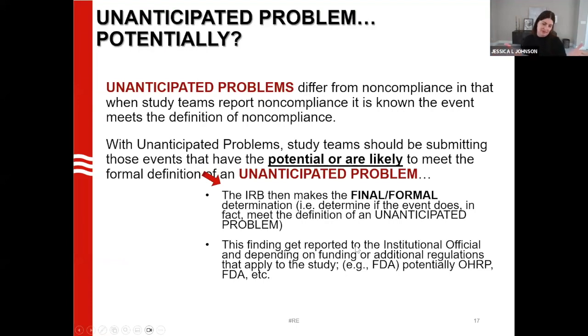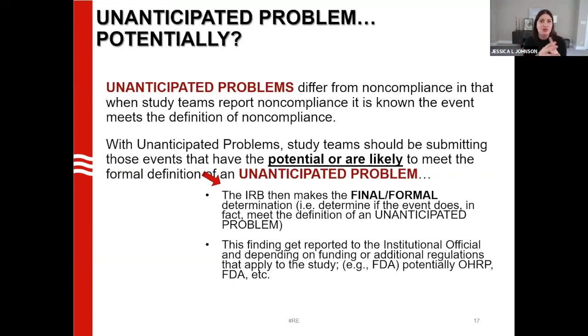So like I was saying, I got ahead of myself and said this slide already, but with unanticipated problems, you're reporting those to us if you think there's a possibility that it meets all three of those criteria. Like I said, sometimes it'll be very evident. It's a brand new risk. It happened immediately after study drug administration, very obviously caused by study participation. And so you might know, reporting to us, oh yeah, this is definitely an unanticipated problem.